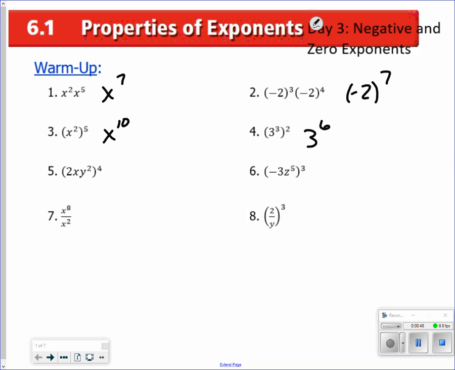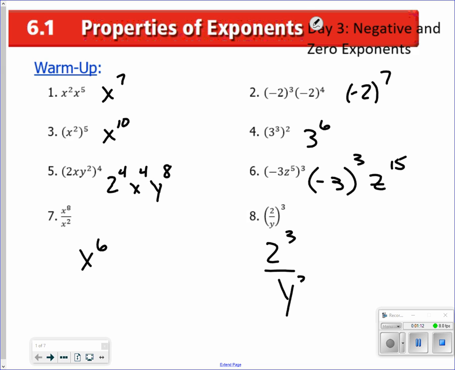If you have a parenthesis, everything in the parentheses is raised to that exponent. So 2 to the fourth power, x to the fourth power, then y to the eighth power. So you apply the second raised to the fourth. Anytime you have a negative, make sure you put it in parentheses. X to the eighth divided by. So anytime you're dividing, you're going to subtract the exponents. And then anytime you have more than one item in the parentheses, raise it to the power.